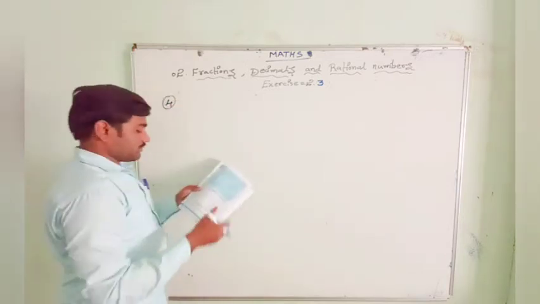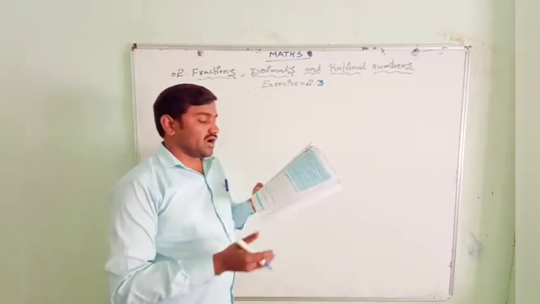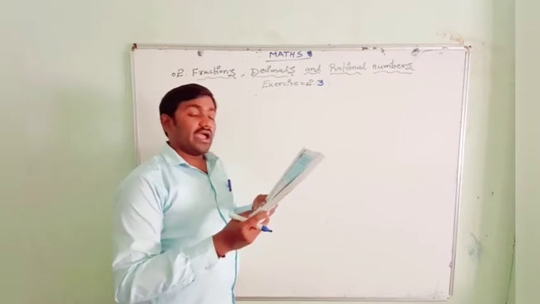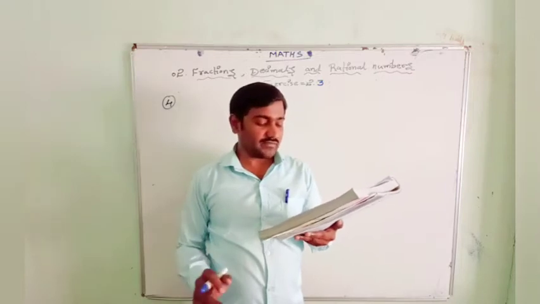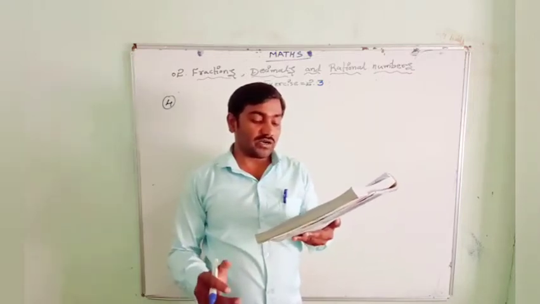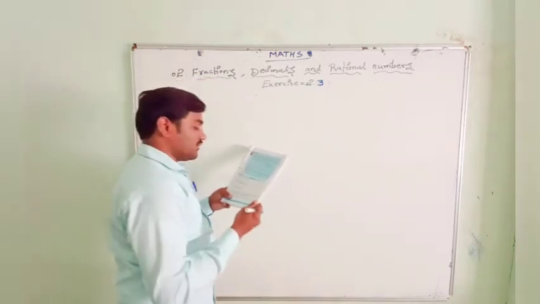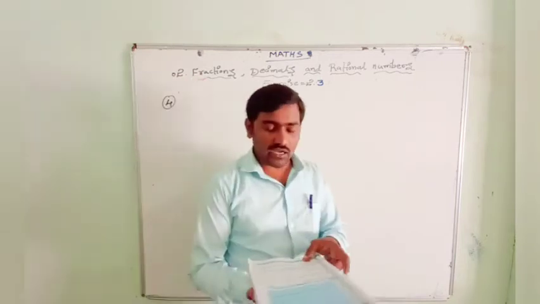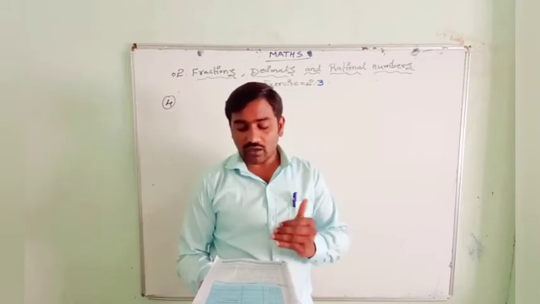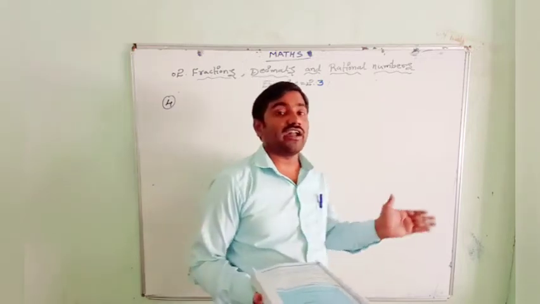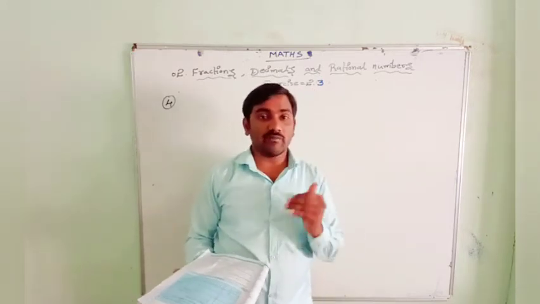The fourth question here. Rehana works 2 whole 1 by 2 hours each day on her embroidery work. She completes the work in 7 days. How many hours did she take to complete her work? That means Rehana works 2 whole 1 by 2 hours each day on her embroidery work. Simply, 2 whole 1 by 2 hours is 2.5 hours each day on embroidery work.